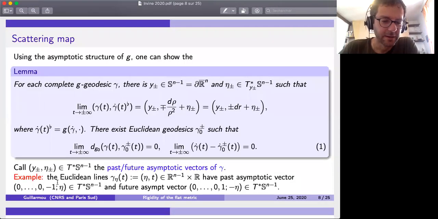So let me come back. Just as an example, if you take the Euclidean metric and you take the Euclidean lines, which are given by one direction, where eta is a fixed element in R^(n-1), so it's just a vector like this, and then you take a line perpendicular to it, then at minus infinity you're going to approach the direction 0, 0, 0, minus 1 on the sphere, with the covector eta given by this eta here. And in the future it's going to be 0, 0, 1, minus eta. So a simple exercise to do.